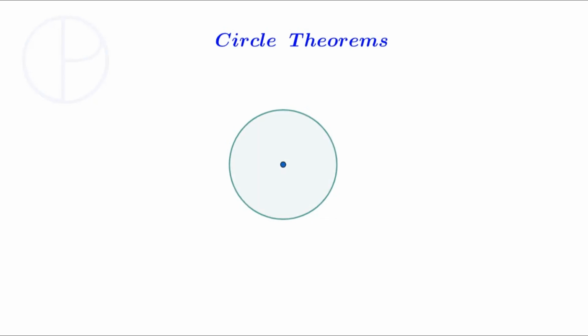Next, sector. A sector is always bounded by two straight lines that extend from the circle's center to its edge. A sector with a central angle less than 180 degrees is known as a minor sector. A sector with a central angle greater than 180 degrees is known as the major sector.